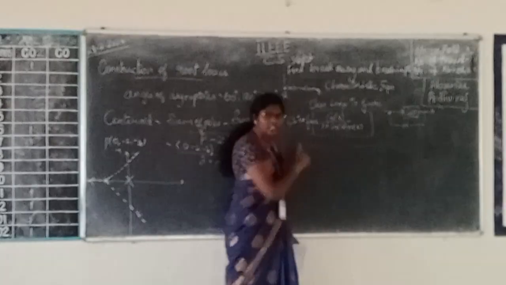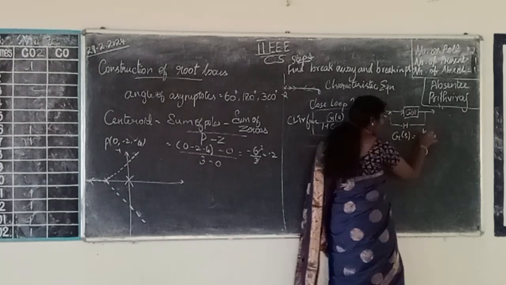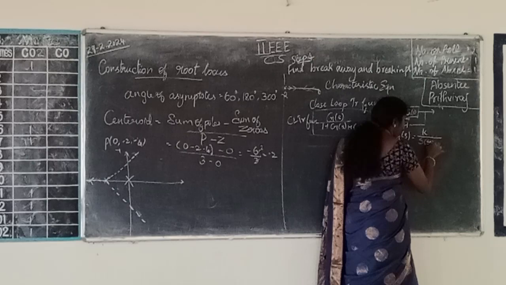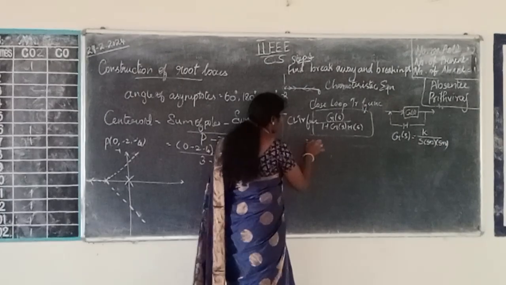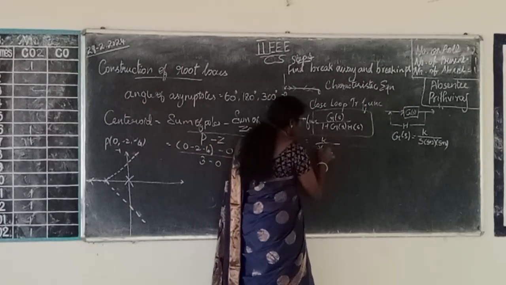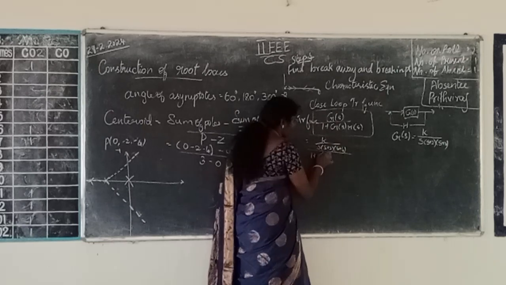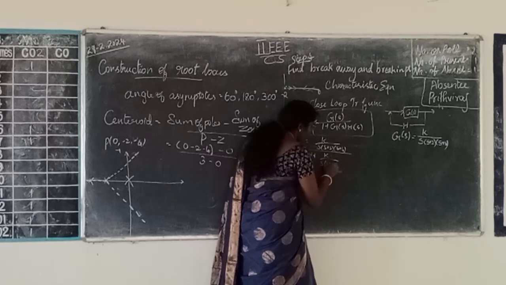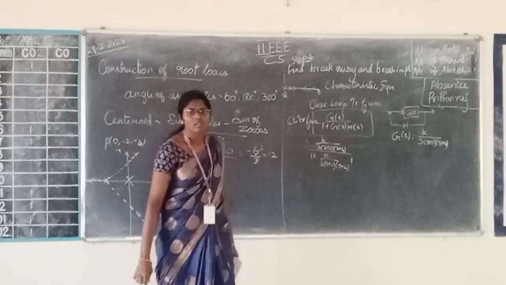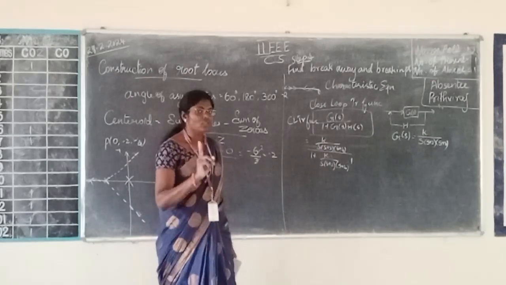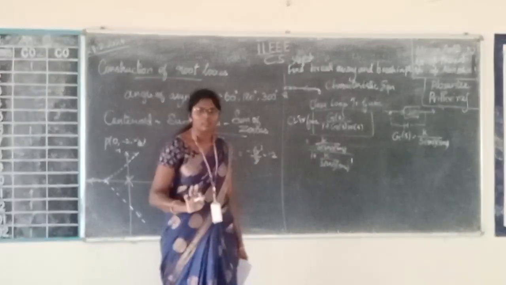Breakaway point. What is our G of S here? It is the open loop system given in the question. What is G of S given in the question? K by S into S plus 2 into S plus 4. Substitute in the closed loop transfer function. It becomes K by S into S plus 2 into S plus 4 divided by 1 plus K by S into S plus 2 into S plus 4. Is there any H? No. So it is 1. Clear? You have to assume it is 1. If there is no feedback, don't put it as 0, it means 1.